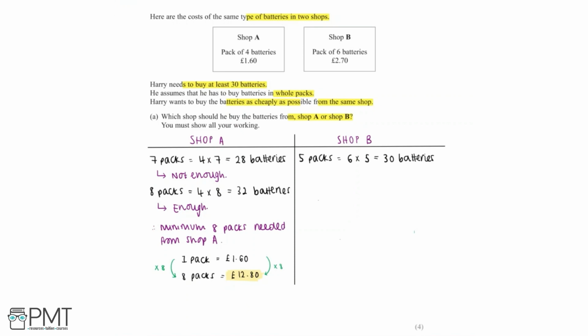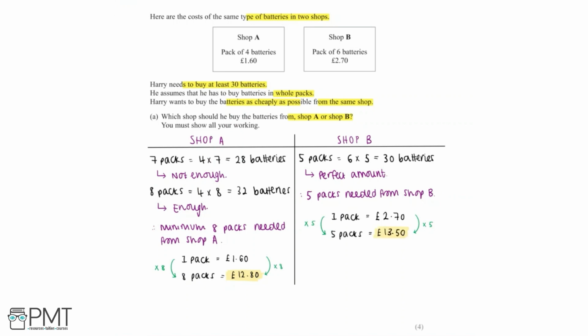Now Harry needs at least 30 batteries, and so 5 packs would be the perfect amount. Now let's work out how much this would cost. We know that from shop B, 1 pack of batteries is equal to £2.70. And to find the price of 5 packs, we'll multiply both sides by 5. £2.70 multiplied by 5 is equal to £13.50. And so we can say that the price of 5 packs from shop B is equal to £13.50.